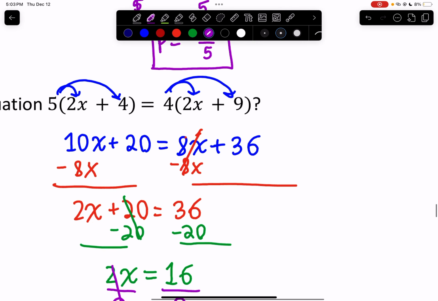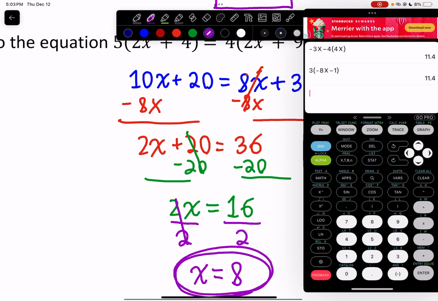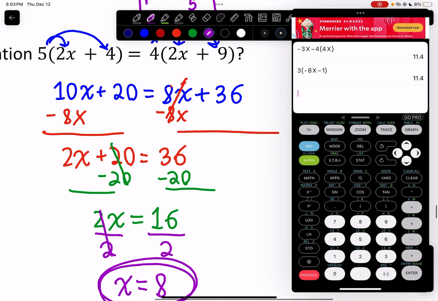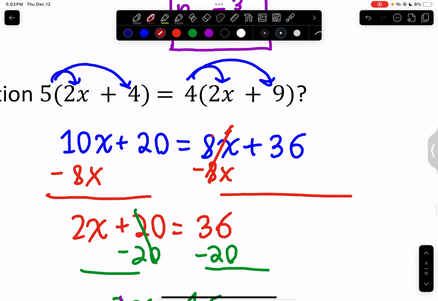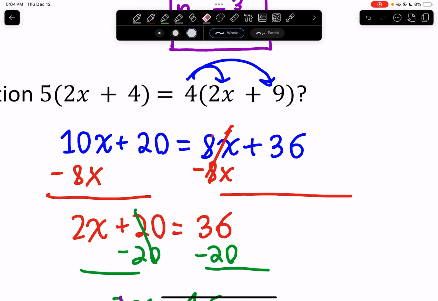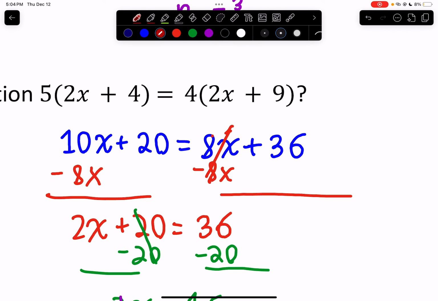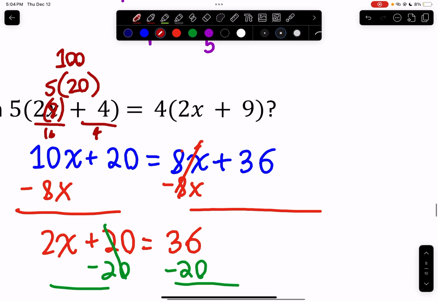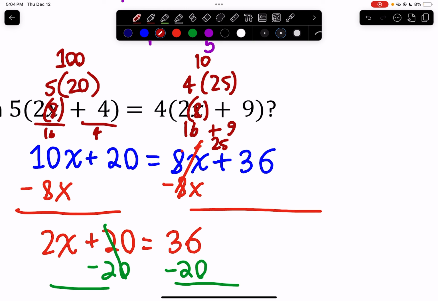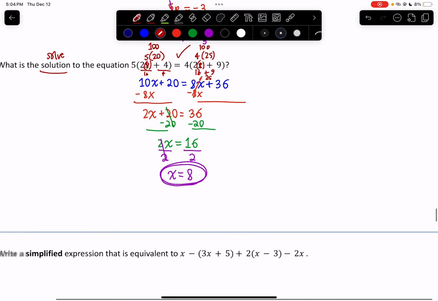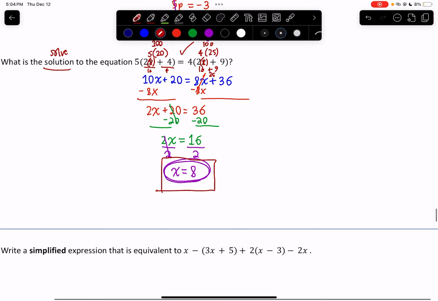Okay. So this one, I can check with my calculator again. But honestly, right now I'm not very good at typing on the calculator on my iPad, so I'll just check by hand. 2 times 8 is 16, plus 4 is 20, so I have 5 times 20. I know that's 100. Then here, 2 times 8 again is 16, plus 9 is 25. So 4 times 25 is 100. Yes, we are correct. So x is equal to 8.